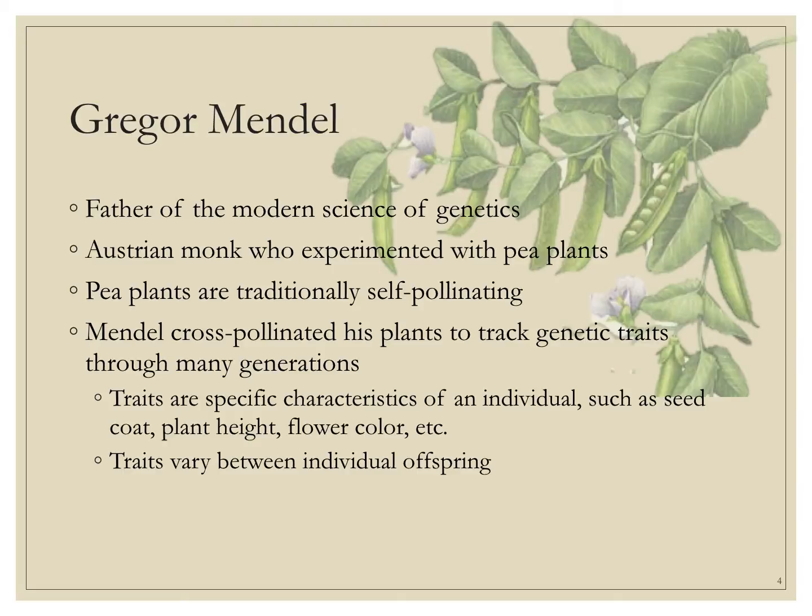So genetic traits are characteristics of an individual, and in this case with the pea plants, that would be seed coat, plant height, flower color, things like that. Traits normally vary between individual offspring in sexual reproduction because of crossing over during meiosis.